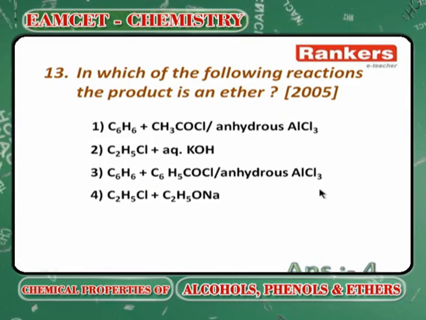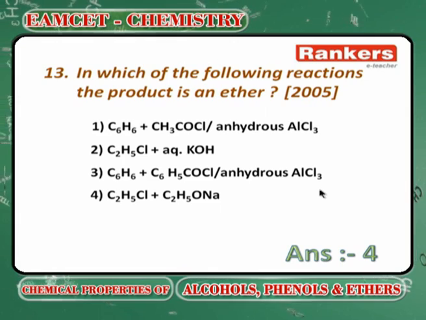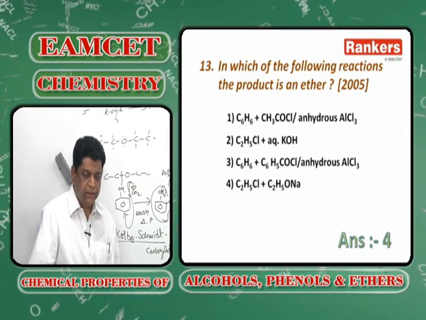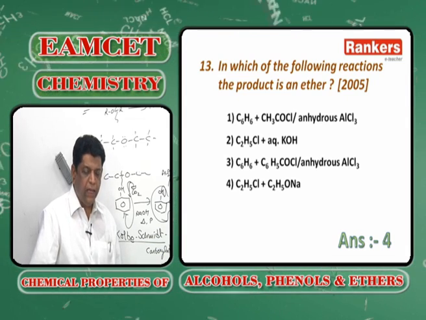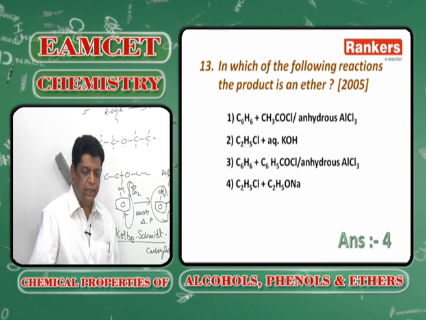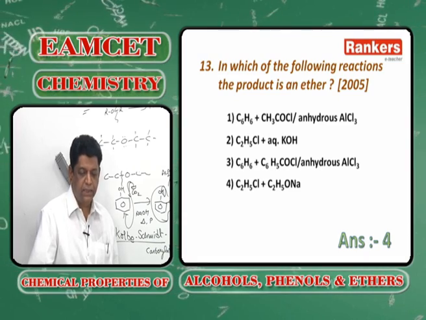In which of the following reactions is the product an ether? Again here, Williamson synthesis must be the reaction. So, to get the ether, you take ethyl chloride and sodium ethoxide. Answer 4 is the right answer. Next.